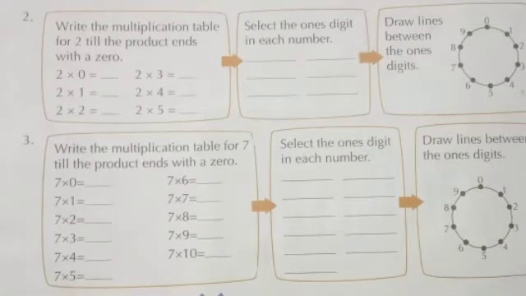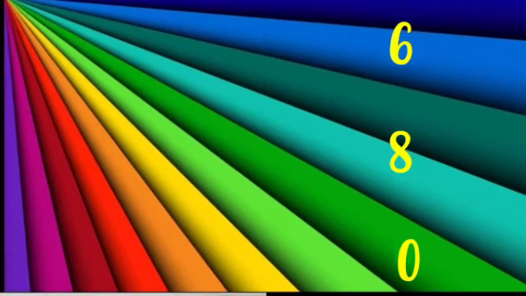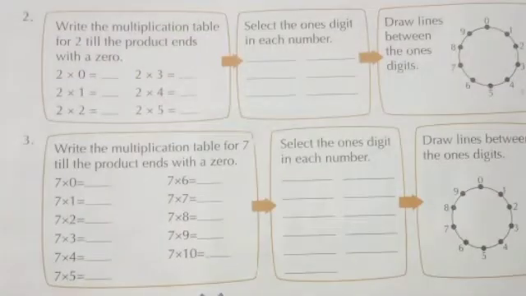Select the ones digit in each number from the first box. 0, 2, 4, 6, 8, 0. Next column. Draw lines between the ones digit.